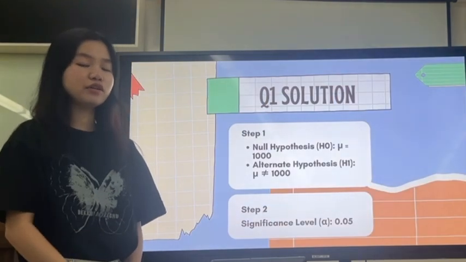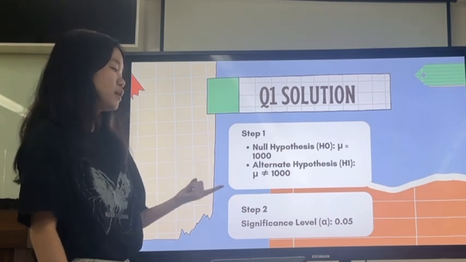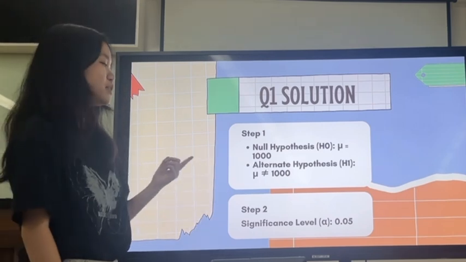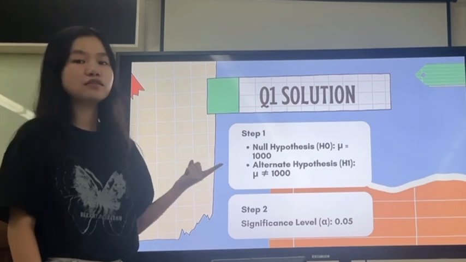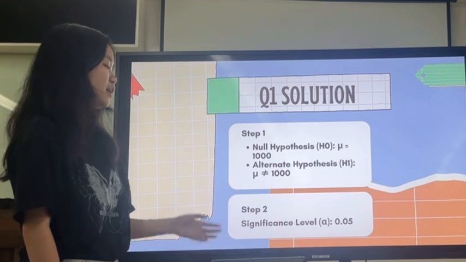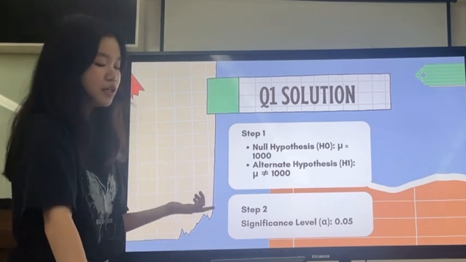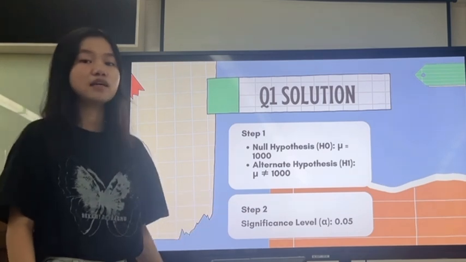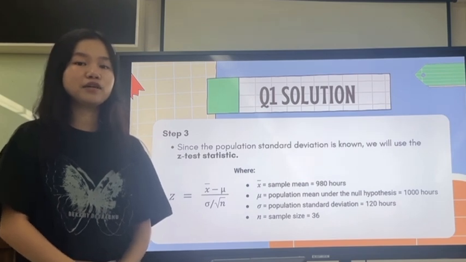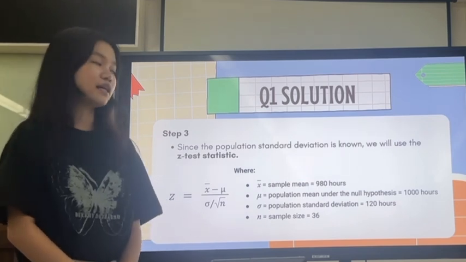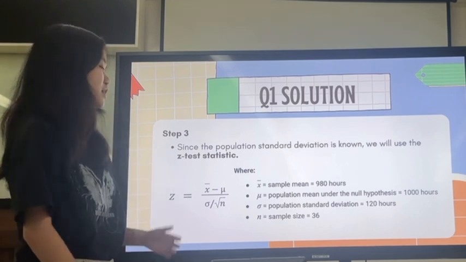For the first step, we state the hypothesis. The null hypothesis is mean equals 1,000, and the alternative hypothesis is mean not equal to 1,000, according to the case earlier. From this, we know that it's a two-tailed test. For step 2, according to the case, the significance level is 0.05. For step 3, we decide whether to use the Z-test or the T-test. Since in this case the standard deviation is known, we use the Z-test.